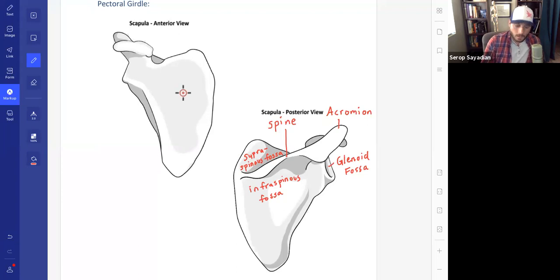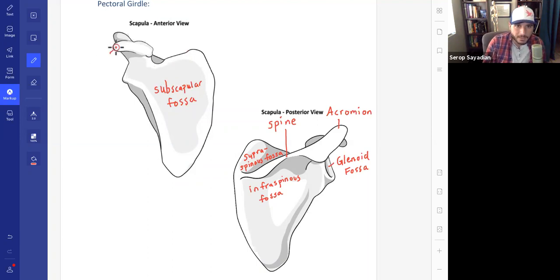All right, what was this fossa called? It's like hangman. Supra? No, that was over here. This one was under the scapula. Subscapular fossa. Very good. So we have three fossas: supraspinous and infraspinous fossas on the back side, and the subscapular fossa on the front side, or the anterior side.